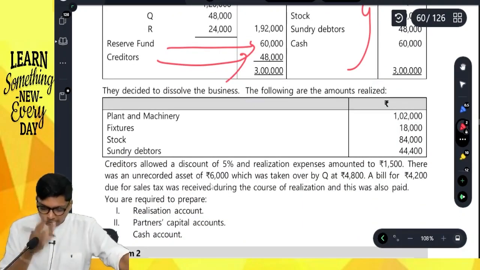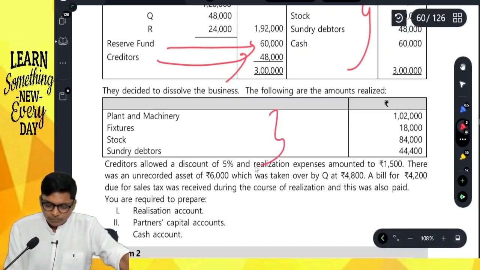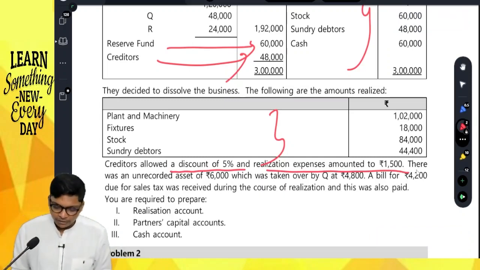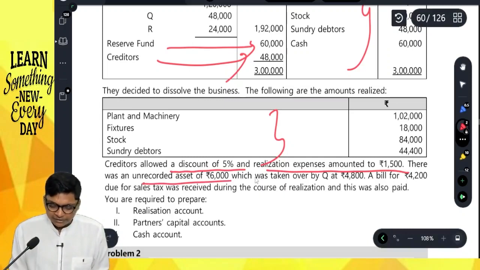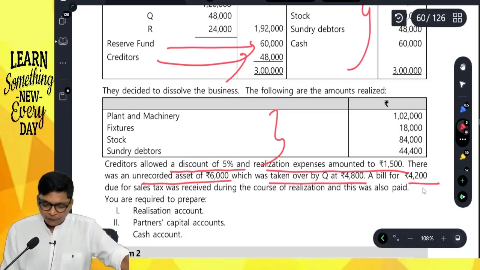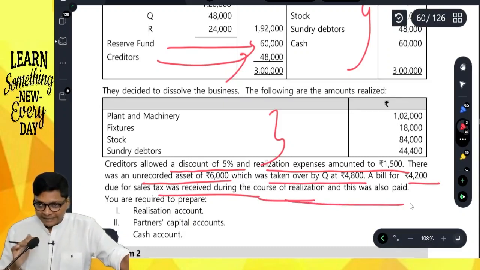The following are the amounts realized. That is step 2; we will see where to go there. Then they are giving some adjustments. Creditors allowed a discount of 5% and realization expense amounted to 1,500. When I get to the adjustment, I will teach you that. There was an unrecorded asset of 6,000, which was taken over by Q at 4,800. We will see when we get there. A bill of 4,200 due for sales tax was received during the course of realization and was also paid. We will deal with it when we get there.